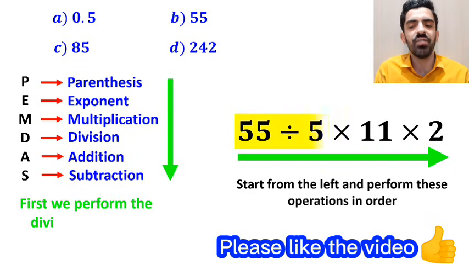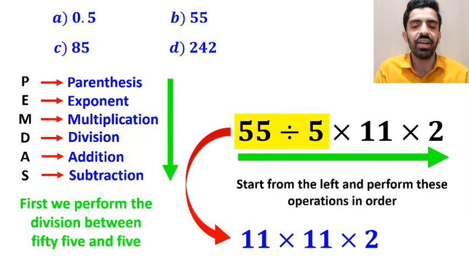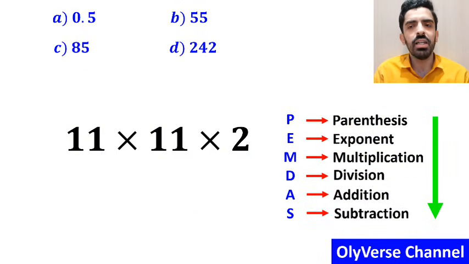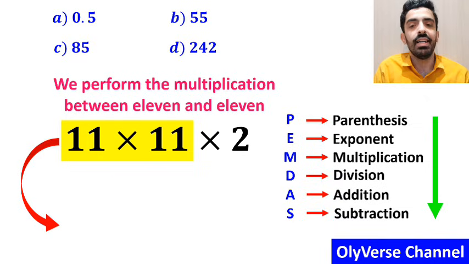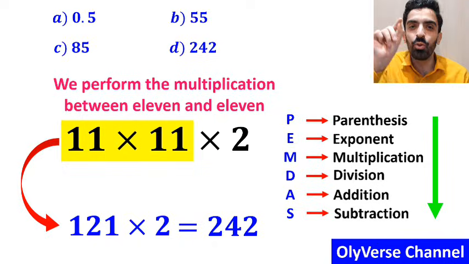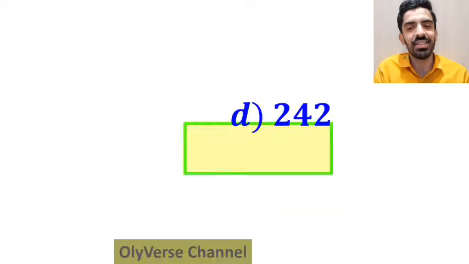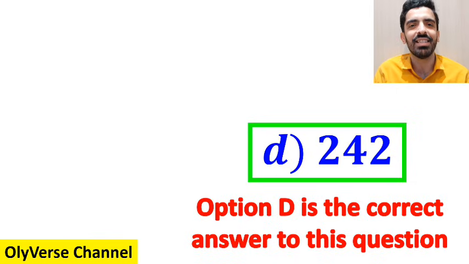So, first we perform the division between 55 and 5, which simplifies this expression to 11 multiplied by 11 and again multiplied by 2. And the final step, we perform the multiplication between 11 and 11. And instead of this expression, we can write 121 times 2, which finally gives us the answer 242. That's great. Option D is the correct answer to this question.